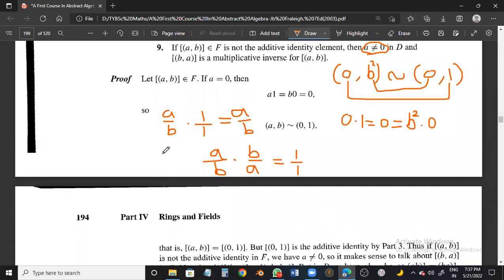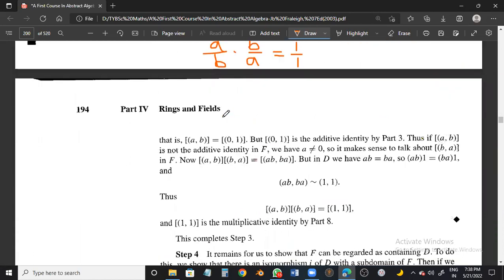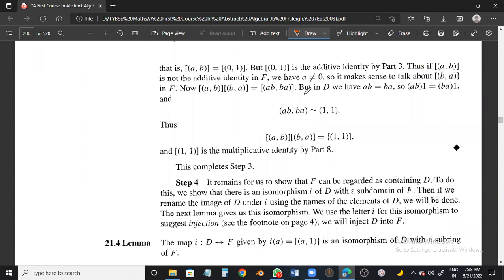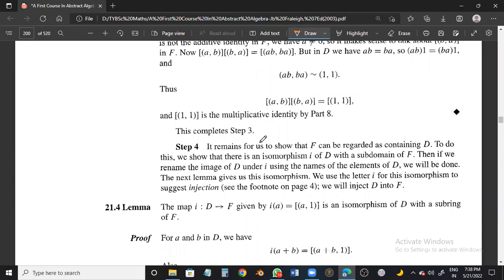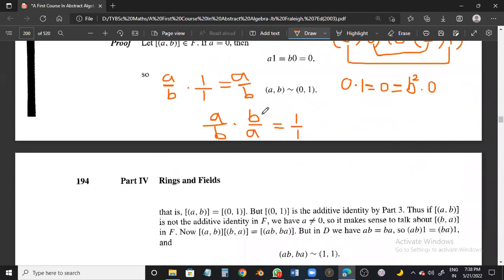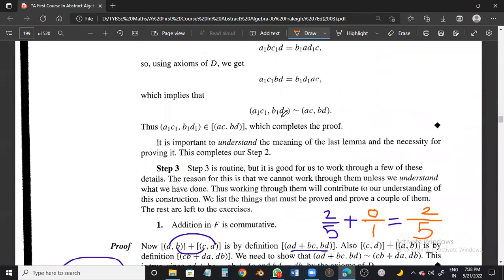Followed me? So in a field, every non-zero element has a multiplicative inverse, then only we call it a field. So it is an integral domain, and moreover, every non-zero element has an inverse, then we call it a field. So this way we have shown that all the field axioms hold, and that is why it becomes a field. I suppose you followed it. Once again, you'll go through the video and check what we have discussed up till now. I think that is sufficient for today.